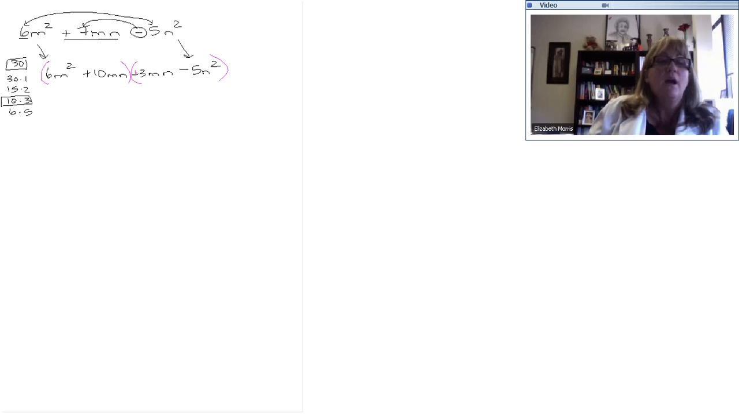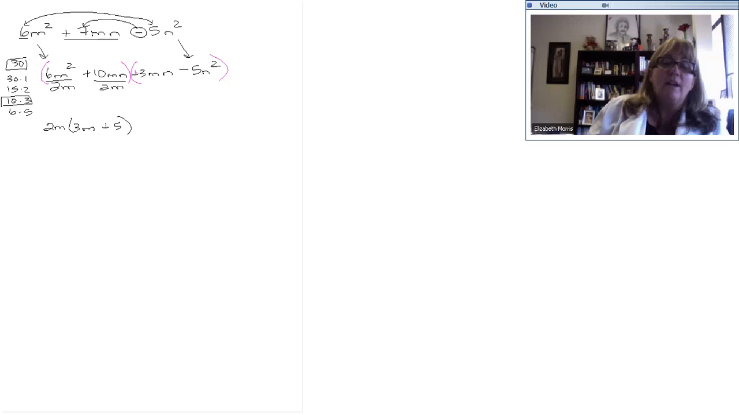All right, what can I take out of 6 and 10? I can take out a 2. Do they both have an m? Yes, they do, and the smallest exponent is just the 1m. So I can take out a 2 and an m. What am I left with? 3m plus 5. All right?